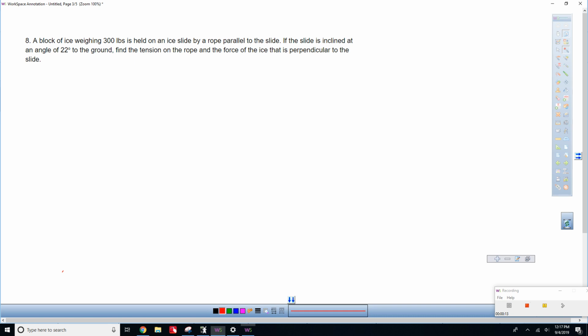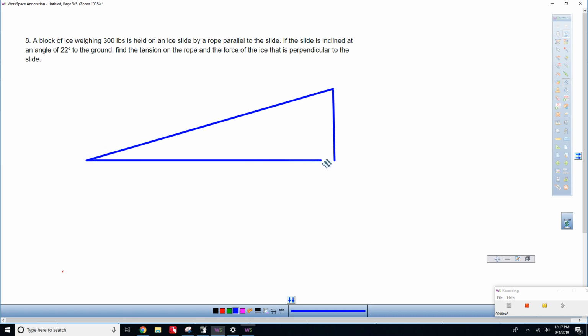Like any other problem, this is going to start with a good diagram. So what we've got is something that we're referring to as a slide, and this is an inclined plane. It's a very popular thing in physics. An inclined plane has an assumed right angle. That's going to be an important part of this problem.